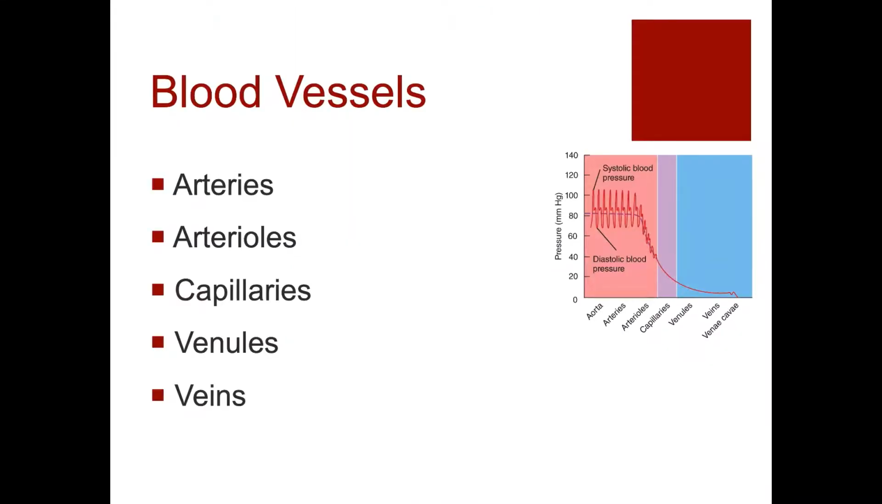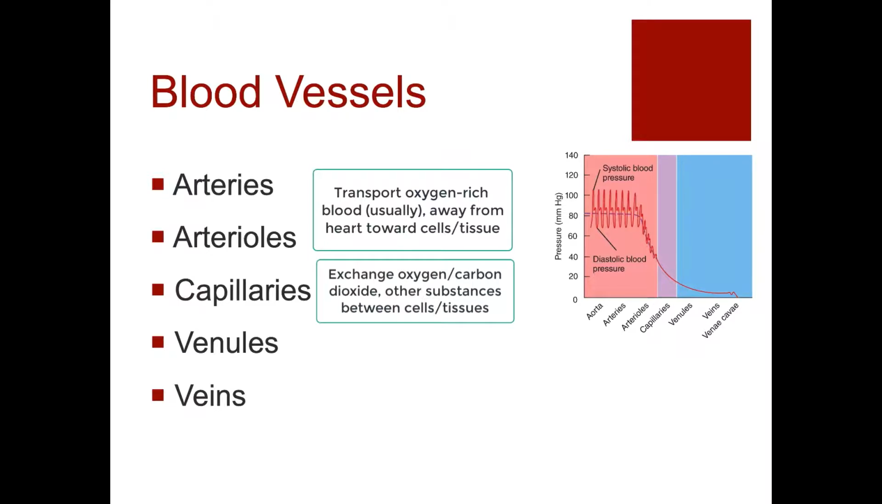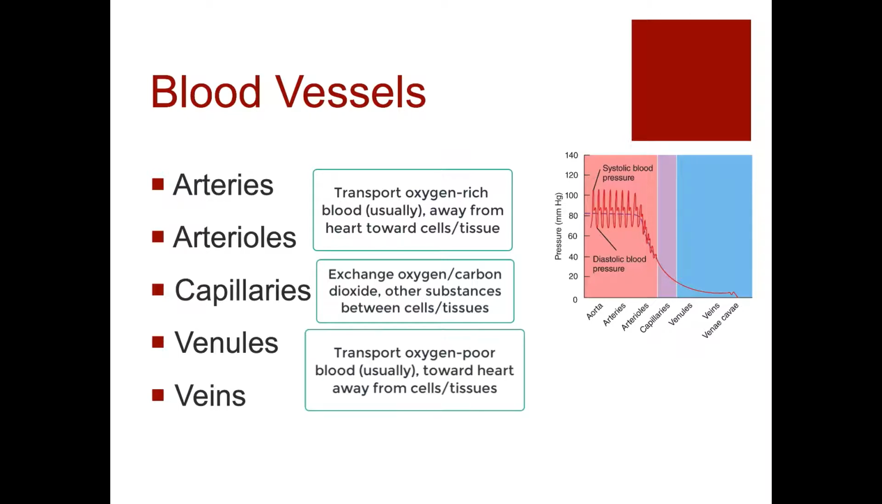Now let's summarize what we've gone over so far. We have 5 major categories of blood vessels, including the arteries and arterioles, whose main job is to transport oxygen-rich blood, usually, from the heart towards cells and tissues. In other words, away from the heart. We have capillaries whose sole job is to allow for the exchange of oxygen and CO2 between cells and tissues. Whereas venules and veins are going to be primarily relied upon for transport of oxygen-poor blood away from cells and tissues back to the heart.